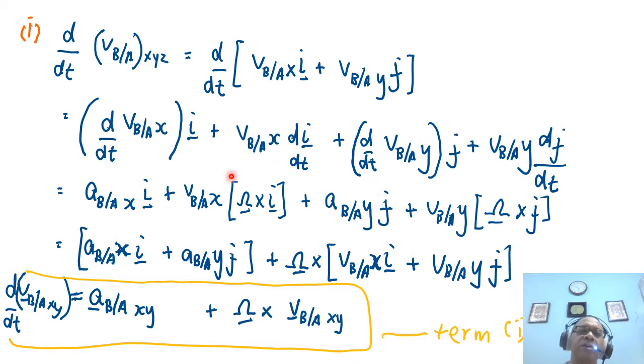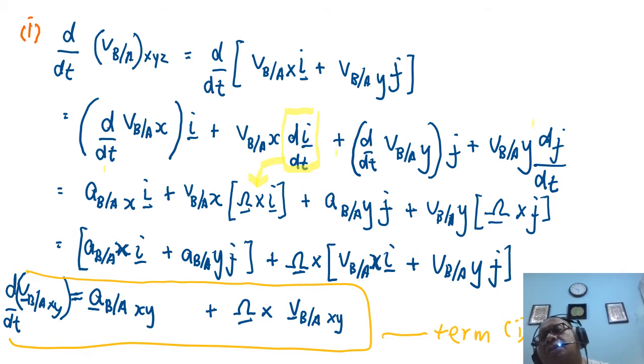And now we have VBA in the x component times omega cross i, because remember, di over dt is omega cross i. Similarly, dj over dt is omega cross j. So we have this, and we now put that there, and I am combining the acceleration component.